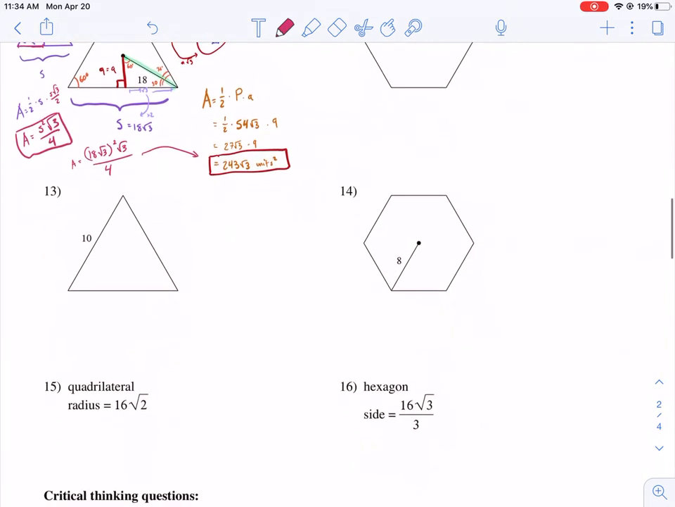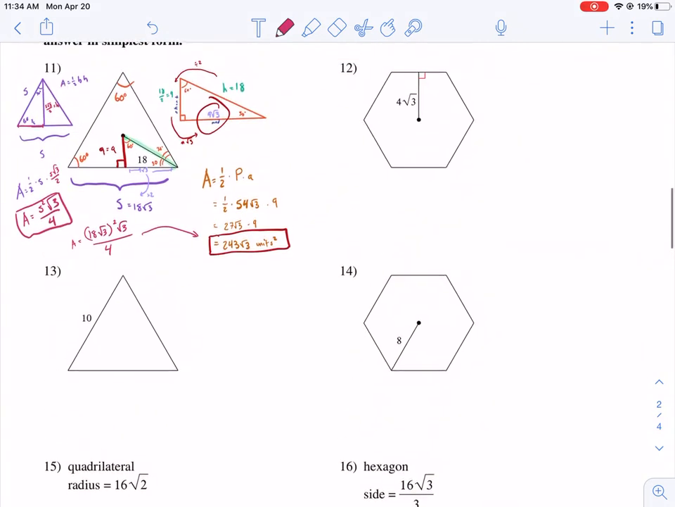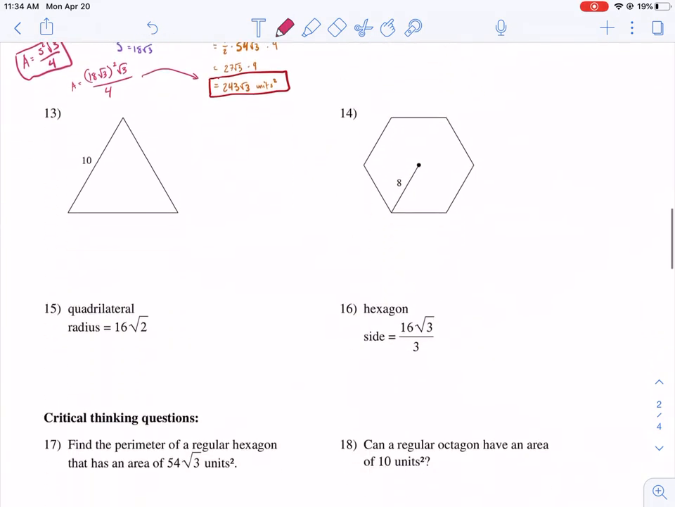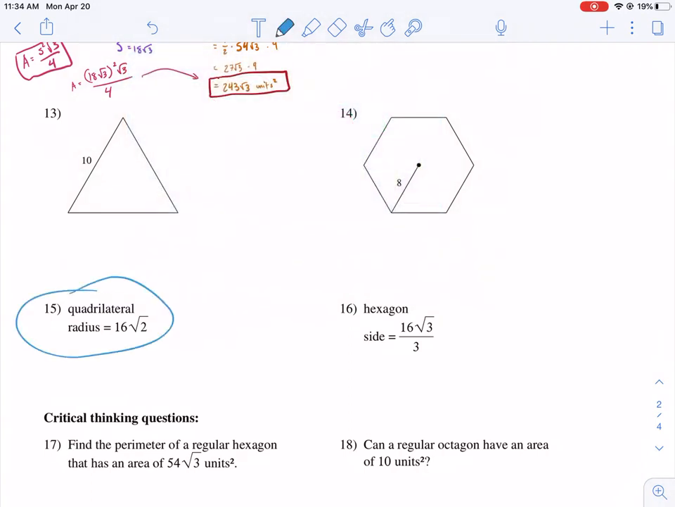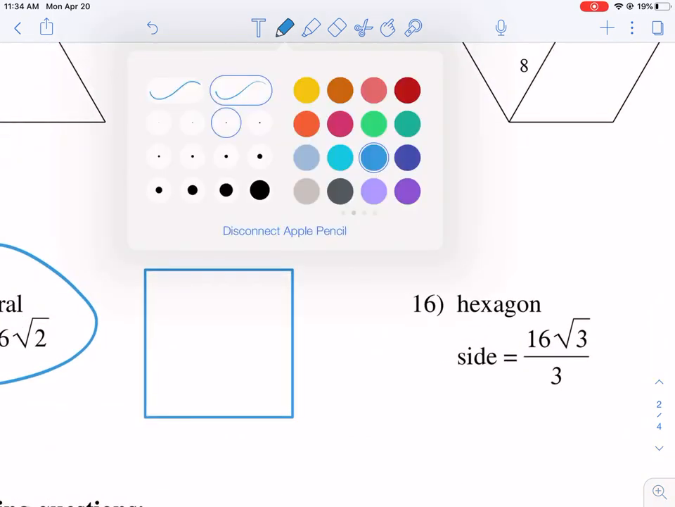Let me do one more. Let's use the quadrilateral one. That'll be a little bit quicker. If it's a regular quadrilateral, that means it's a square. So I'm hoping my Notability can recognize that I'm trying to draw a square here and help me out. There it goes. Okay.